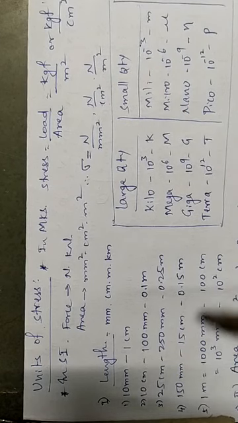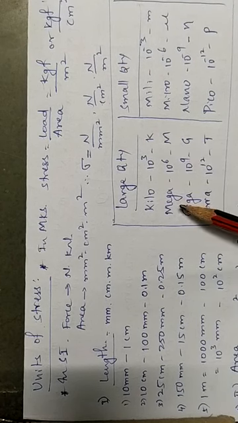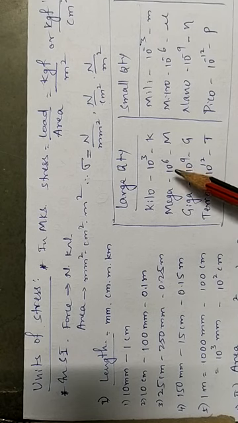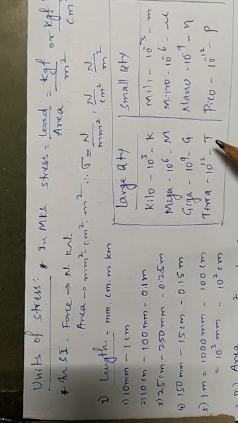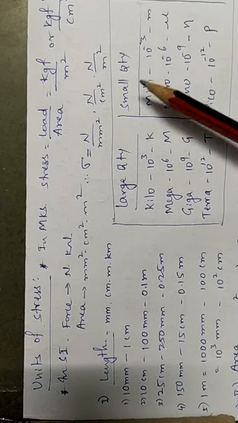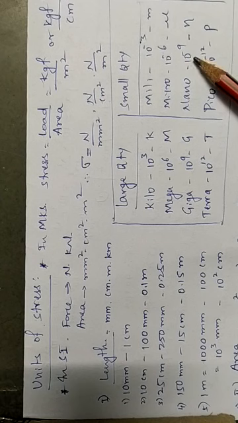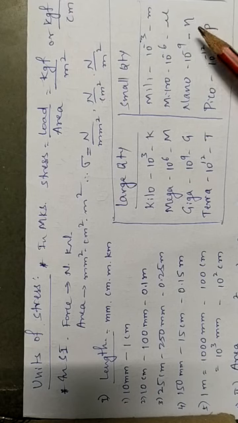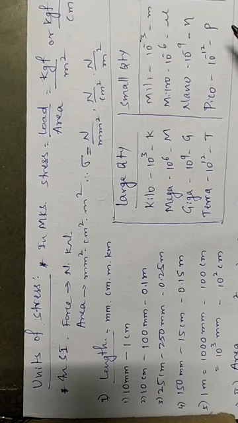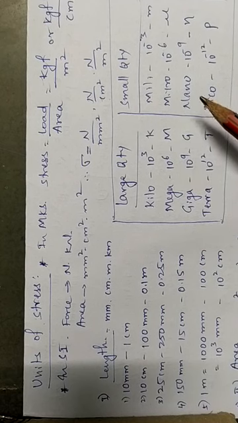For large quantities and small quantities: kilo is 10 raised to 3, denoted as small k; mega is 10 raised to 6, capital M; giga is 10 raised to 9, capital G; tera is 10 raised to 12, capital T. For small quantities: milli is 10 raised to minus 3, micro 10 raised to minus 6, nano 10 raised to minus 9, pico 10 raised to minus 12. They are denoted as small m, mu, n and p. This is very, very important: kilo, mega, giga, tera, milli, micro, nano, pico.